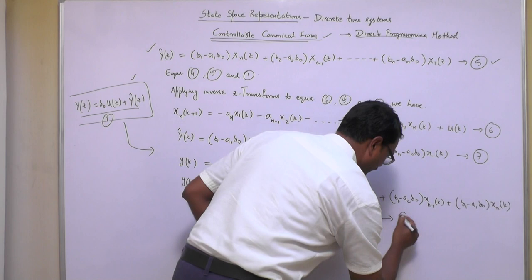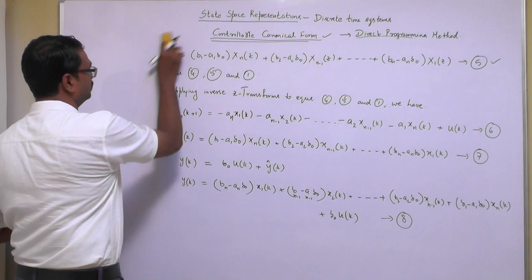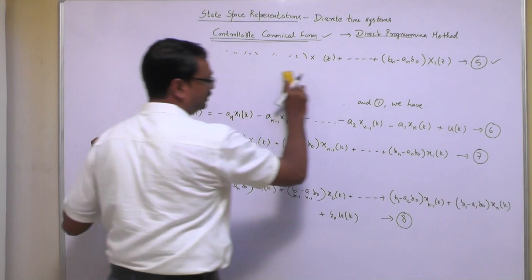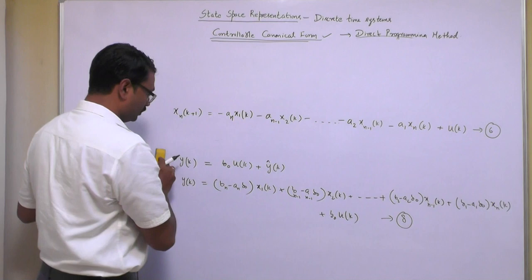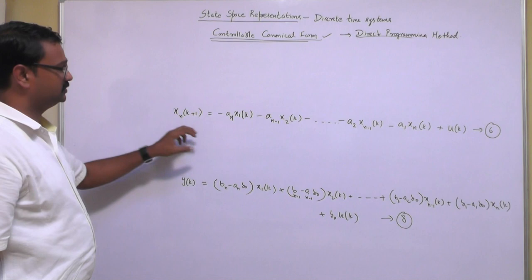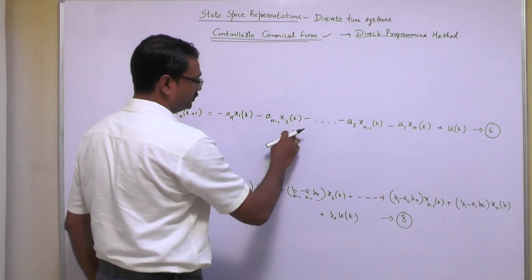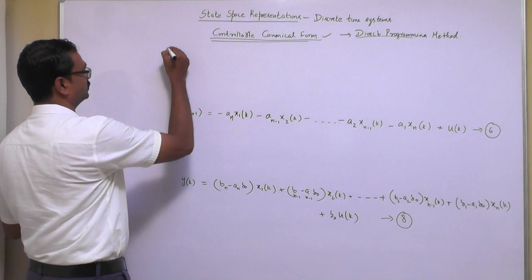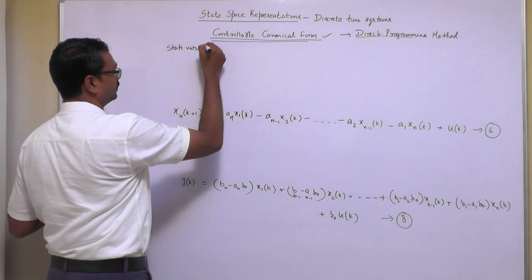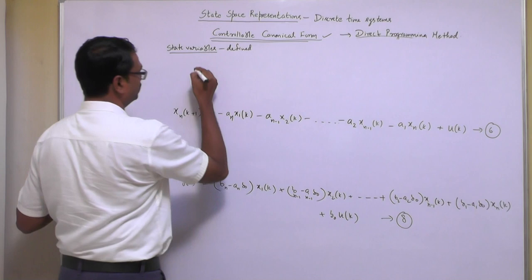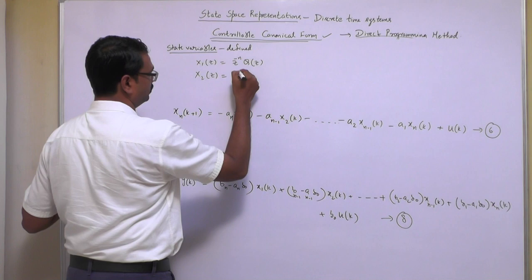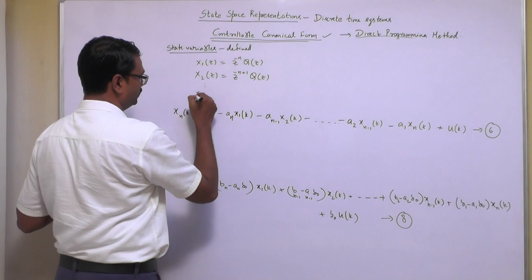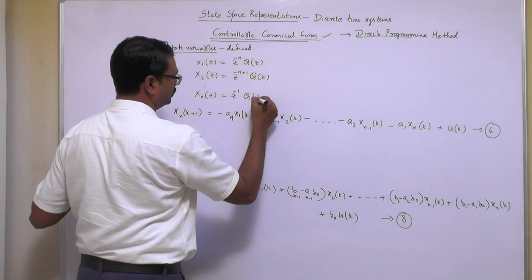So we have these equations, equation 6 and equation 8. Equation 6 and equation 8 give us the state equations. You have these two equations, xn of k plus 1 is equal to minus an x1 of k, minus an minus 1 x2 of k, and so on. And we have also defined our state variables. The state variables that we have defined are X1 of z is equal to z power minus n Q of z, X2 of z is equal to z power minus n plus 1 Q of z, and so on. Xn of z is equal to z power minus 1 Q of z.